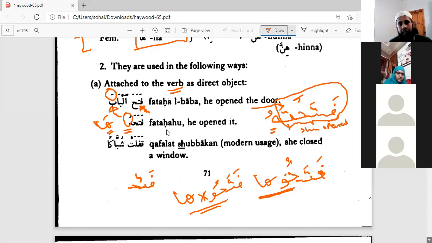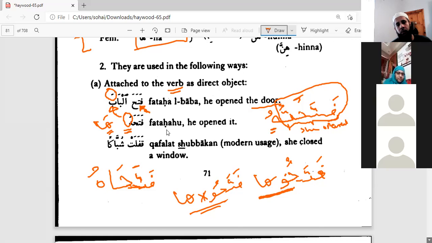The attached pronoun is the object. It's not the subject. "They two opened it": them two opening the door is the subject. So it must be hidden inside the verb. I'm not getting it. Okay, so it's going to be fataha-ha. They two opened it.